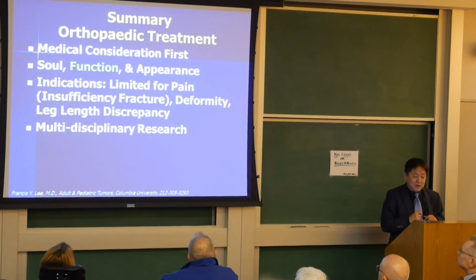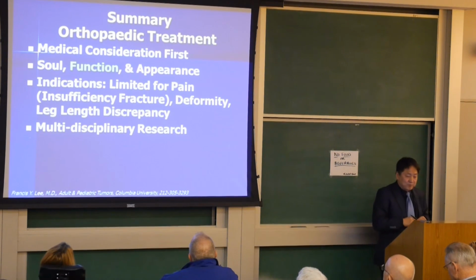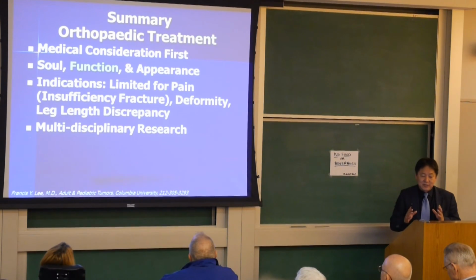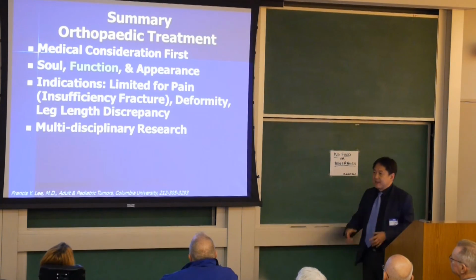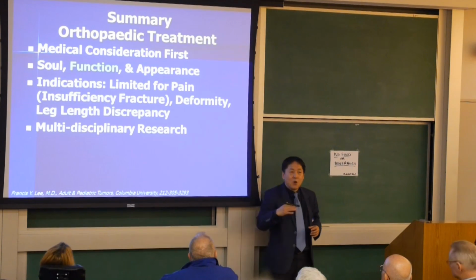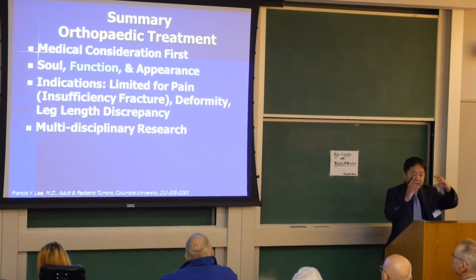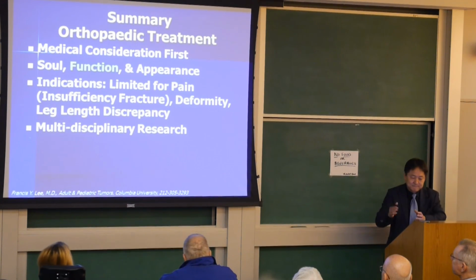So in summary, orthopedic treatment is not necessary in the beginning. We need more research, and we address it only when there's an issue of function. But at least as far as the hip is concerned, it's better to maintain or restore the biomechanical relationship of the femoral head and the femoral shaft.